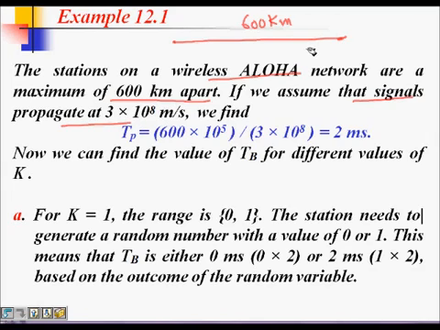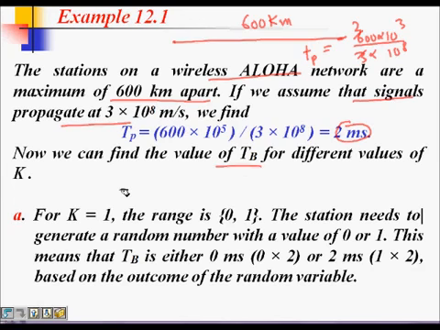So what will be the propagation time? It will be 600 into 10 to the power of 3 meters divided by 3 into 10 to the power of 8 meters per second, which comes out to be 2 into 10 to the power of 5 divided by 10 to the power of 8, which is 2 milliseconds. So this is the propagation time. Now we can find the value of the back off time.